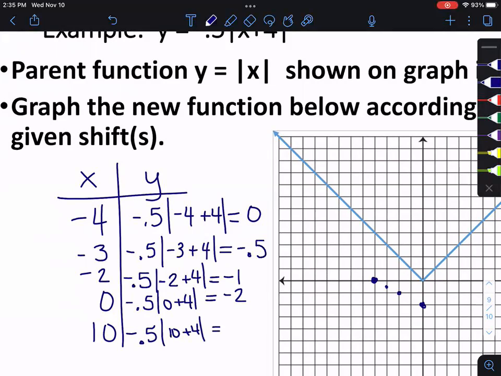If we go ahead and see what happens all the way to the right of this graph when I plug in 10, 10 plus 4 is 14. The absolute value of 14 is 14. 14 times -0.5 or -1/2 is -7. So that's going to give us a point all the way over on the right-hand side of the graph.